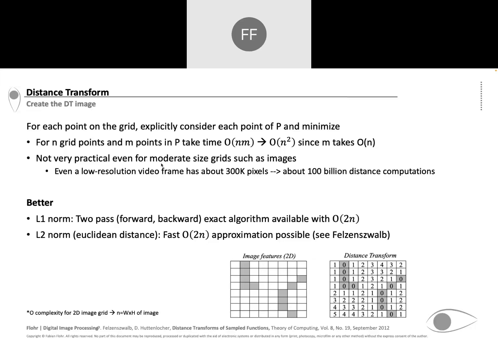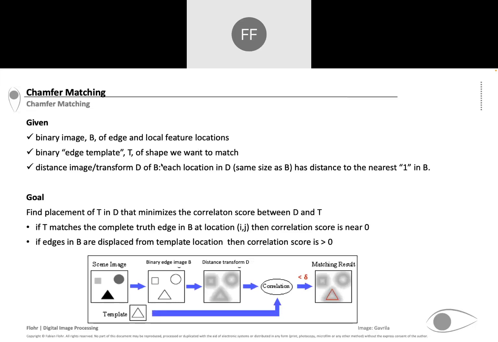And that is quite a bad thing for an algorithm that you can take here. But there are more efficient ones available, which take then only O of 2n. And also with the Euclidean distance, you can calculate it with O of 2n with this algorithm of Felzenszwalb.